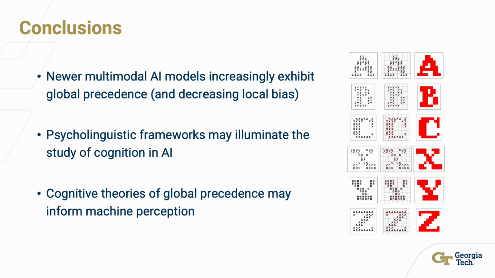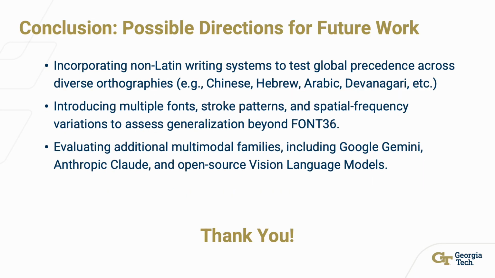This project shows that multimodal AI models are beginning to exhibit global precedence effects that increasingly resemble those found in human perceptual research. Although early models remain dominated by local detail processing, newer architectures display a measurable shift towards global first behavior. These results demonstrate that psycholinguistic frameworks can meaningfully illuminate how AI systems interpret visual information, thus offering a bridge between the theories of cognitive science and the behavior of modern machine learning models.